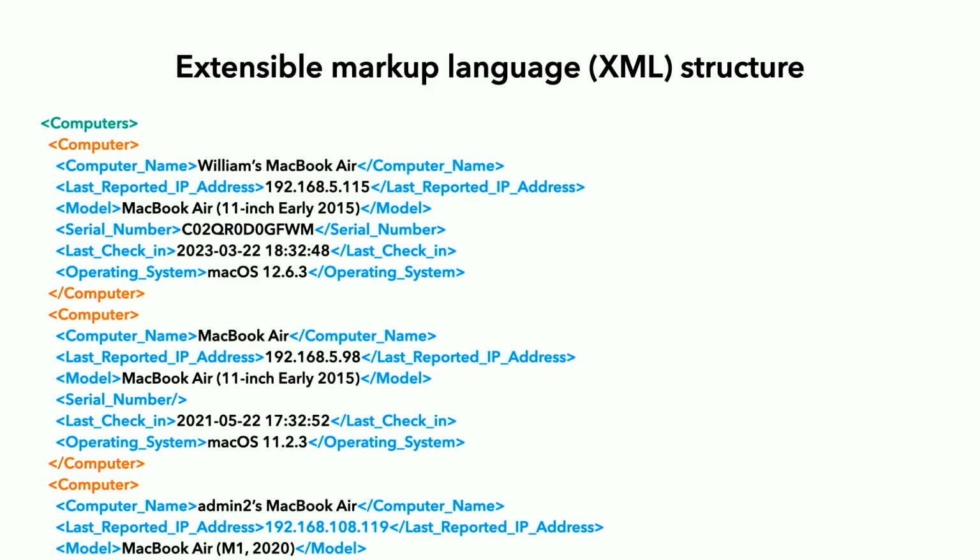Again, our records are in the same order, but what you're looking at is actually formatted in two different ways at the same time. First, this XML is formatted for human readability. What I mean by that is each computer record is indented, and each property of the computer record is indented even more. And each piece of information is on its own line.